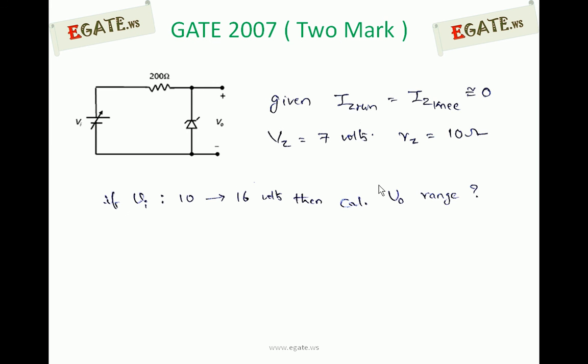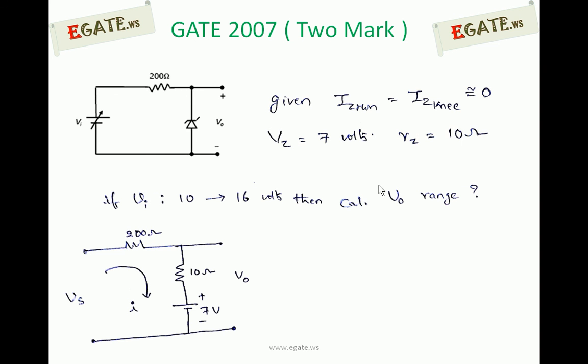If V input is changing from 10 to 16 volts, we need to calculate the range of output. When V input is equal to 10 volts, what is the output? When V input is equal to 16 volts, what is the output? We have to calculate those two values. Here the Zener diode is just a symbol. That symbol has to be replaced with an equivalent model to know the exact output voltage. So the Zener diode equivalent model consists of a Zener voltage source along with a dynamic resistance, since both are given.